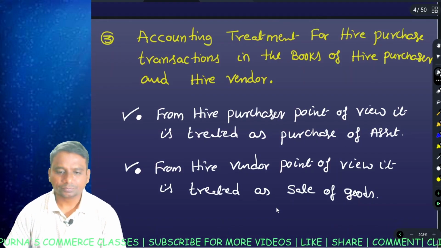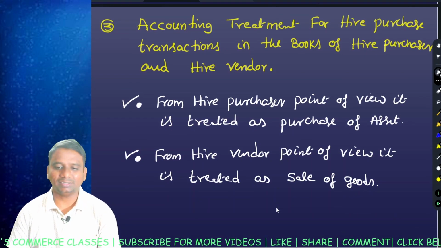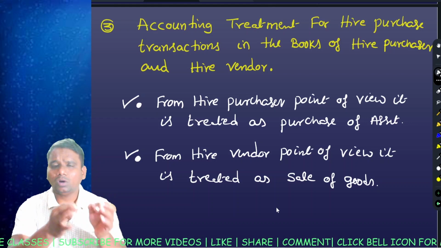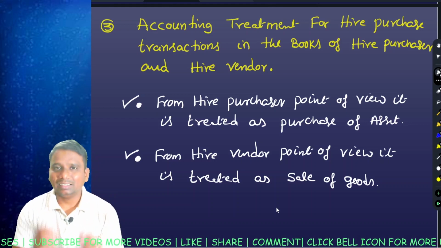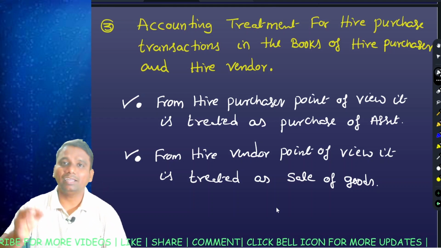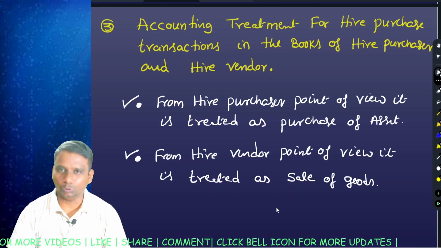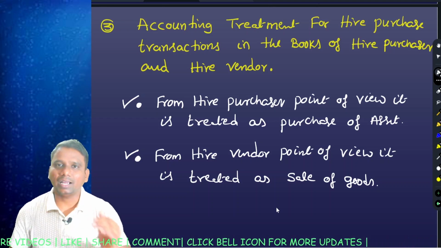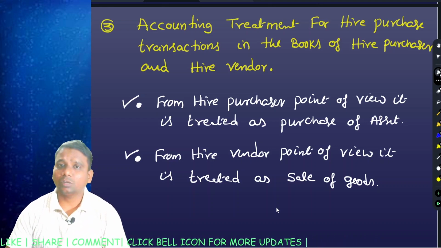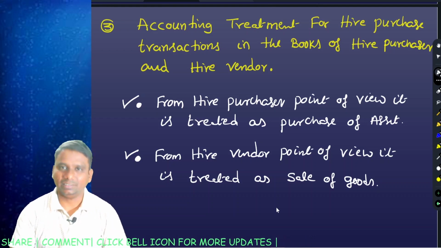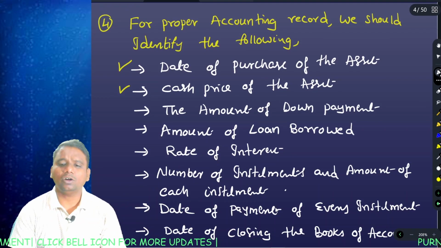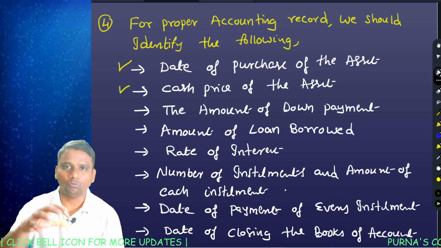Next, accounting treatment for hire purchase transactions in the books of hire purchaser and hire vendor. From hire purchaser's point of view, it is an asset, and from hire vendor's point of view, it is a sale of goods. So we should record the entry as purchase of asset from hire purchaser's point of view, and as sales from hire vendor's point of view. For proper accounting record, we should identify the following first.